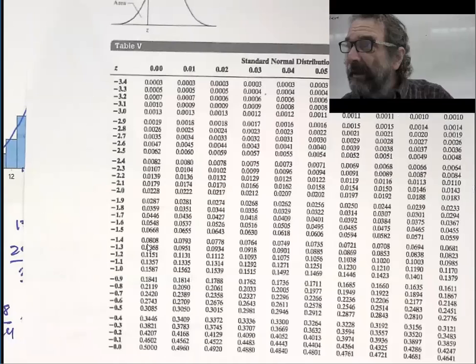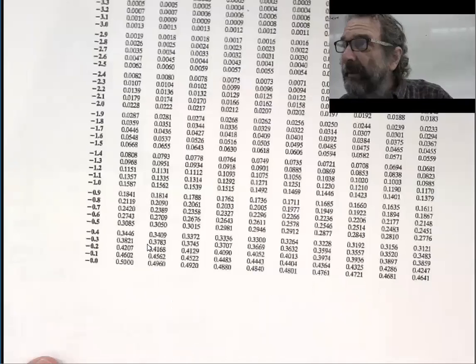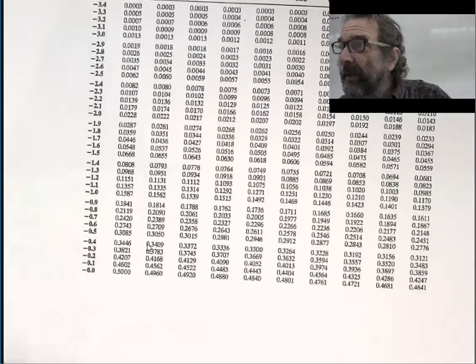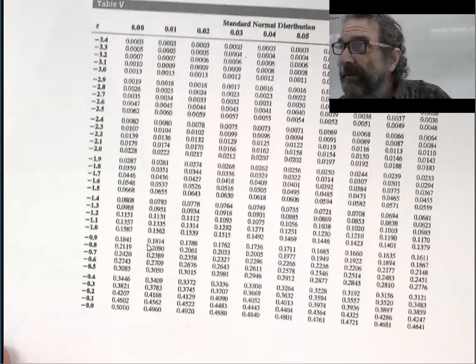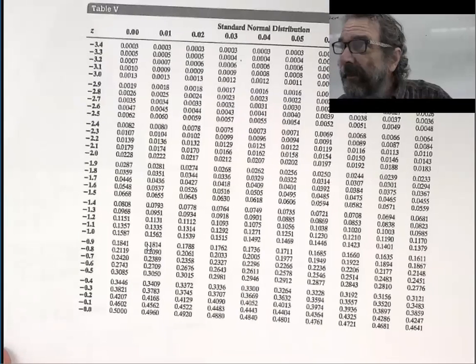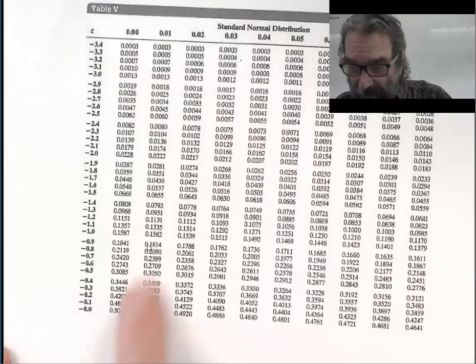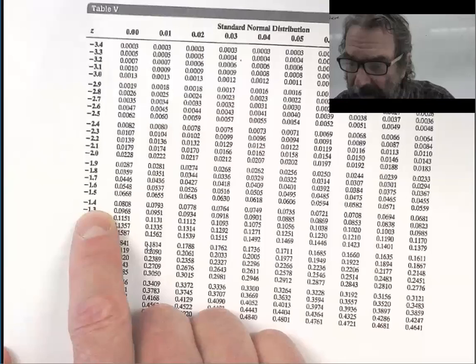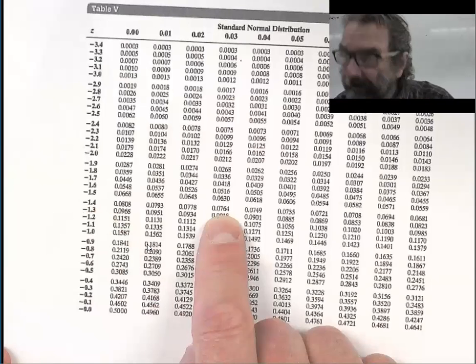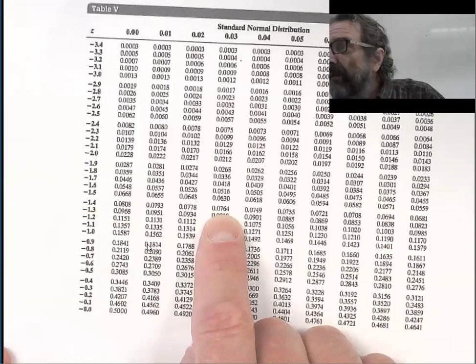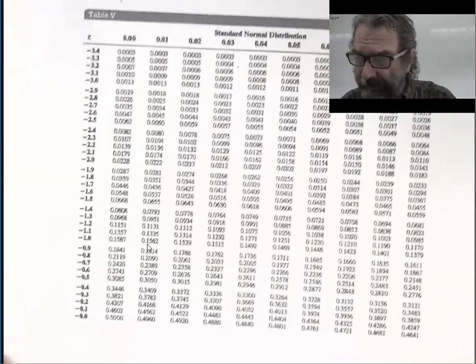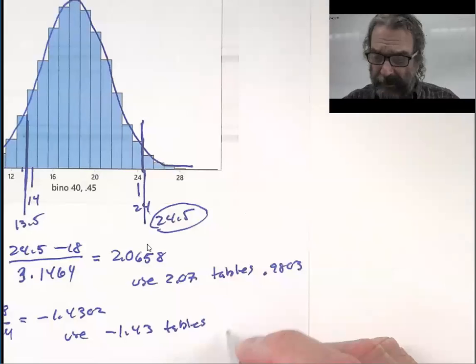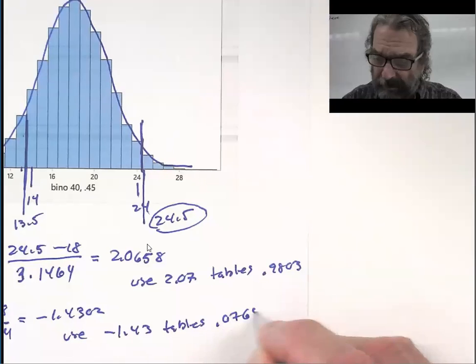Let me try it again. Negative 1.43. I'm going to make sure I can see everything. I think we're okay. Negative 1.4 is here, and I'm going to go over to 3. For 1.43, it's 0.0764. All right. There we go.